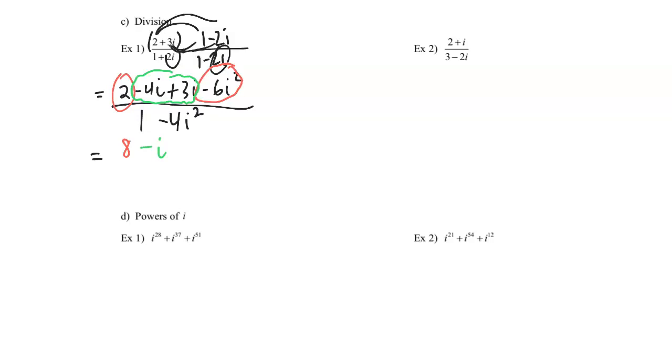Now, in the denominator, we've got 1 minus 4i squared. But remember, minus 4i squared is really plus 4. So 1 plus 4 is going to give me 5.